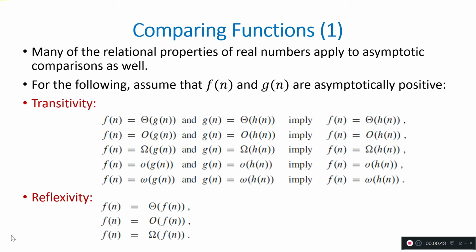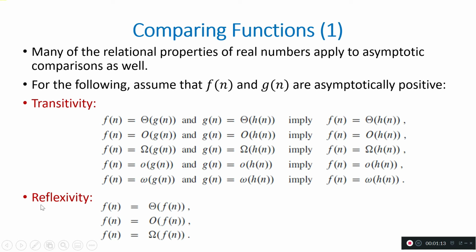The first one is transitivity, and it says that if f of n is equal to theta of g of n and g of n is equal to theta of h of n, then this implies that f of n is equal to theta of h of n. This is the same as saying if a is equal to b and b is equal to c, then this implies that a is also equal to c. So this holds for all types of notations that we have seen so far.